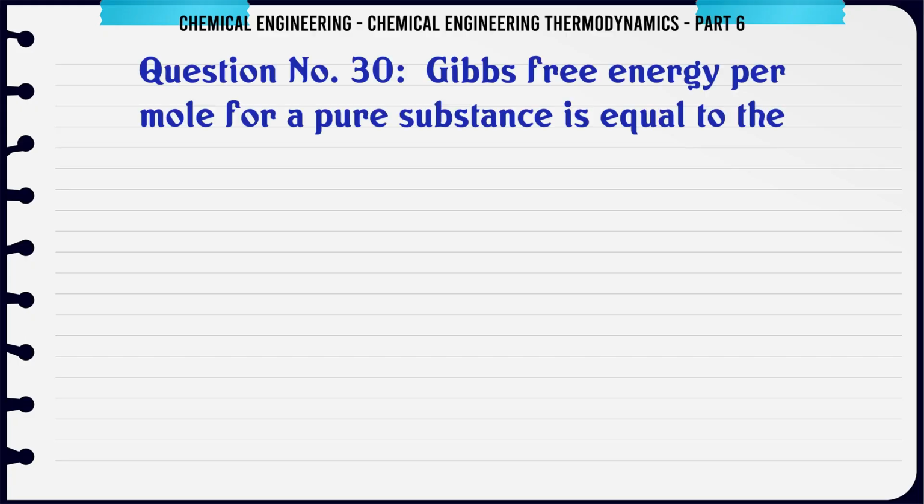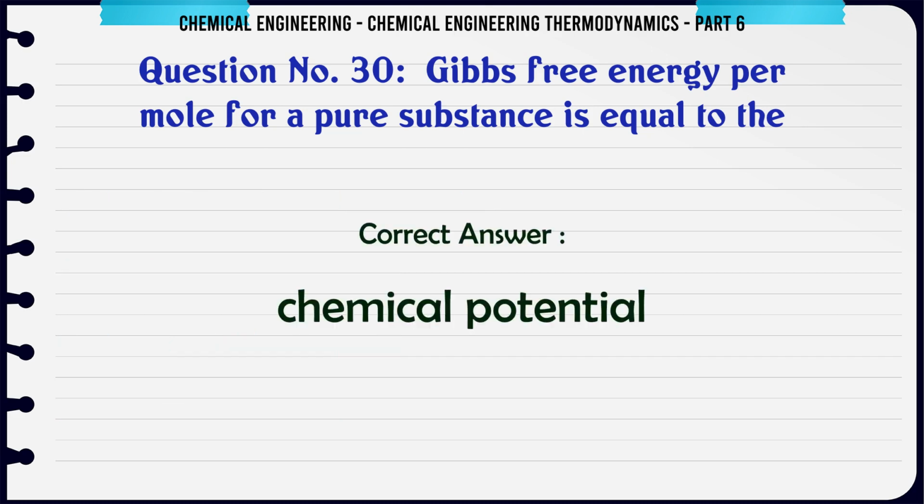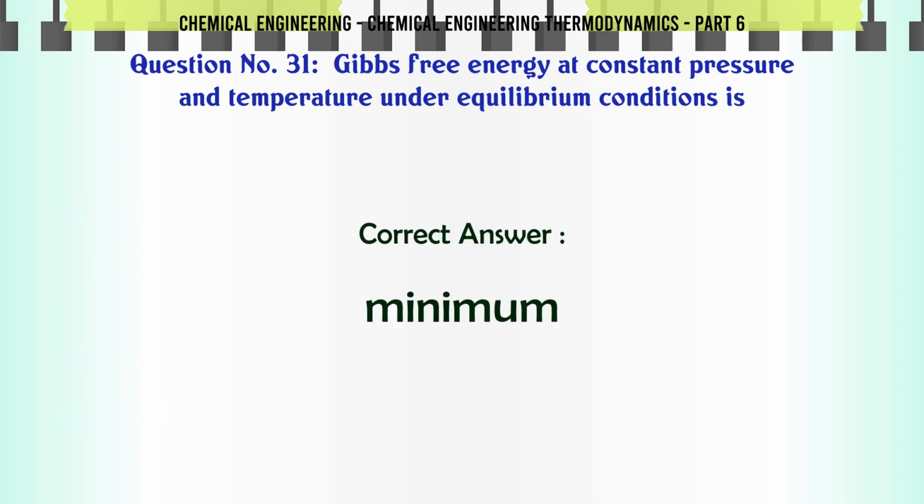Gibbs free energy per mole for a pure substance is equal to the A. Latent heat of vaporization. B. Chemical potential. C. Molar boiling point. D. Heat capacity. The correct answer is chemical potential. Gibbs free energy at constant pressure and temperature under equilibrium conditions is A. 0, B. 0. C. Maximum. D. Minimum. The correct answer is minimum.